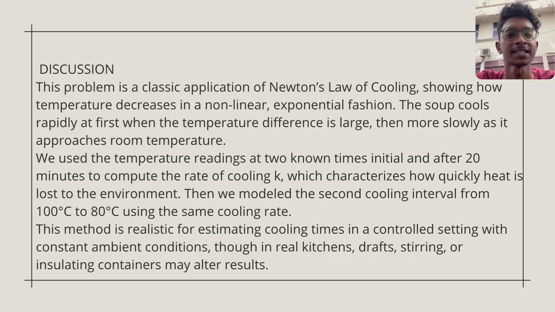This is the discussion for part B. This problem is a classic application of Newton's law of cooling, showing how temperature decreases in a non-linear exponential fashion. The soup cools rapidly at first when the temperature difference is large, then more slowly as it approaches room temperature. We use the temperature readings at two known times, initial and after 20 minutes, to compute the rate of cooling, k, which characterizes how quickly heat is lost to the environment.